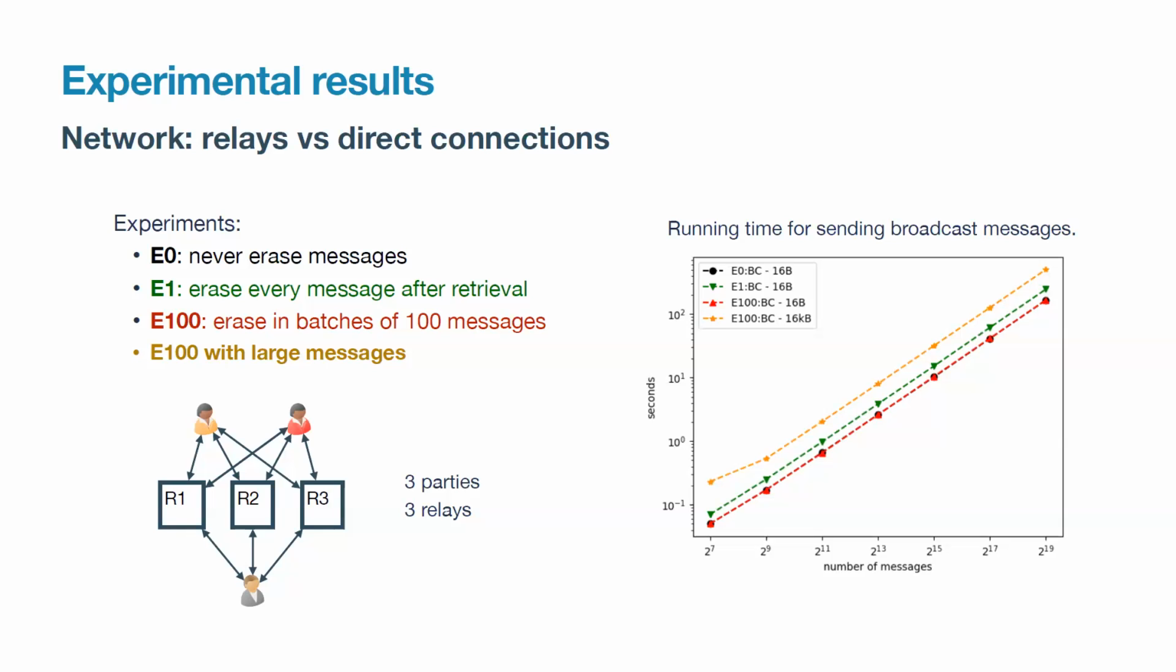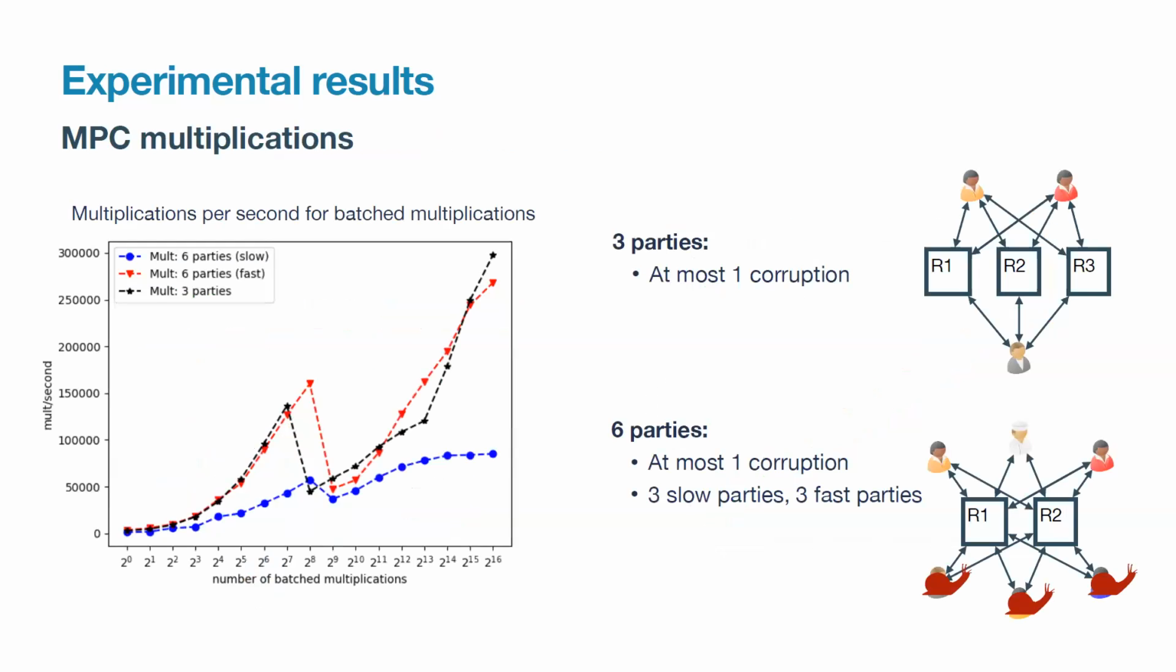And in fact, here we don't have the same thing we had before, where the E0 and E1 experiments get slower. This is because, the way the implementation is done, the way the messages are stored for broadcast is different than for point-to-point communication. So maybe we could improve the point-to-point communication implementation in order to have something like this. But in any case, the better idea is always to erase messages in batches in order to avoid the relays running out of space.